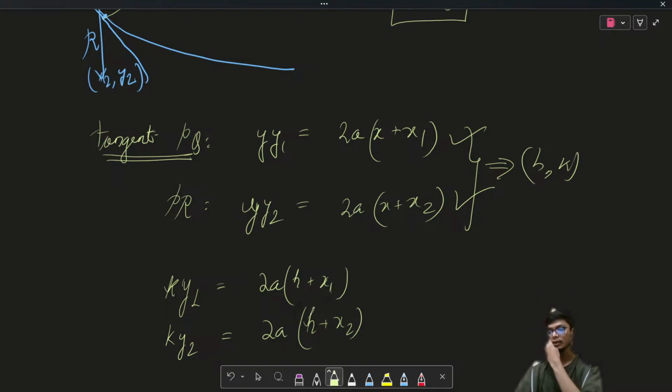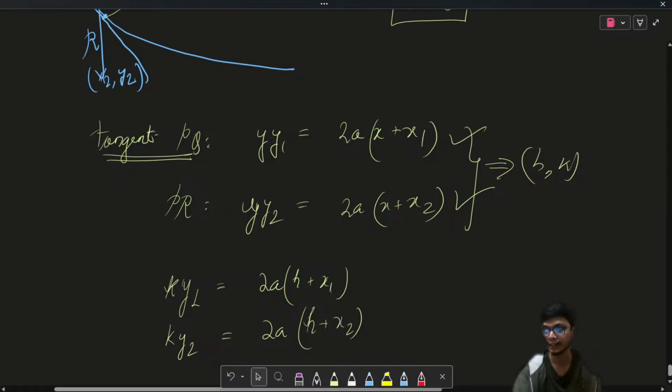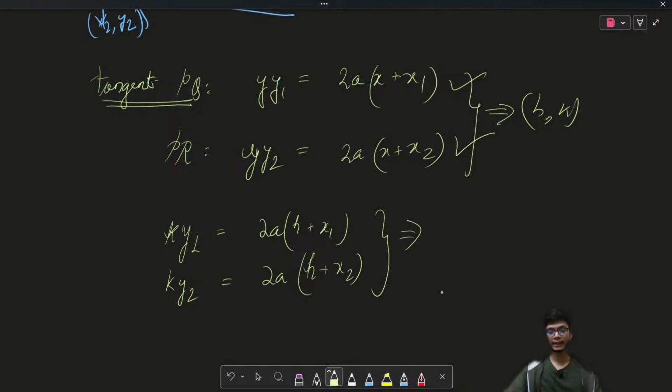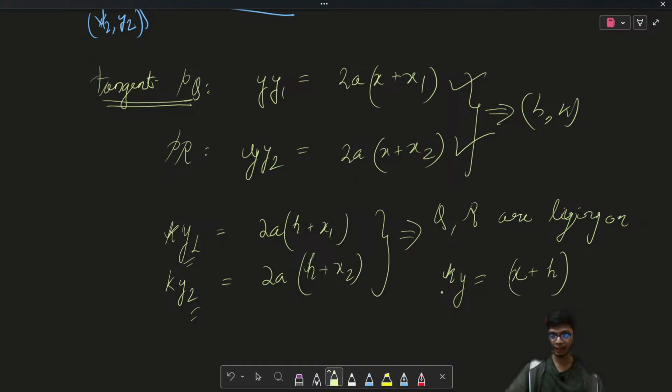Okay, so this is how we will have the two more equations, right? Since the tangents at point Q and point R pass through this point P, it is very clear that the point Q and point R lie on the line. Since it is just changing x1 and y1 with some point, I can say that points R and Q lie on the line given by the equation ky = 2a times (x + h). Okay, this is how the equation lies on, right?